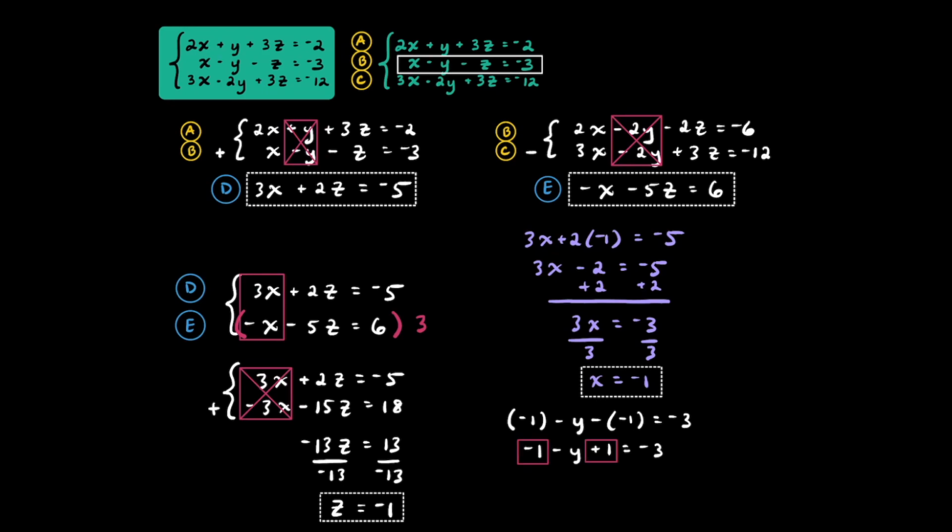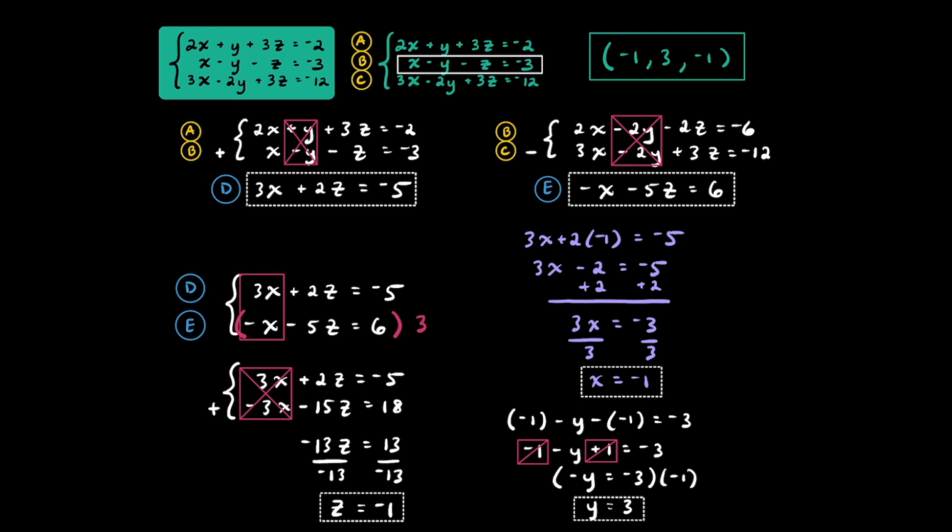If we combine the negative 1 and positive 1 on the left side, we just get 0. This simplifies down to negative y is equal to negative 3. Multiplying both sides by negative 1, we find that y is equal to positive 3. Now we have all three variables. The solution to this system is negative 1, 3, negative 1. Again, feel free to plug in these solutions to see if they work.